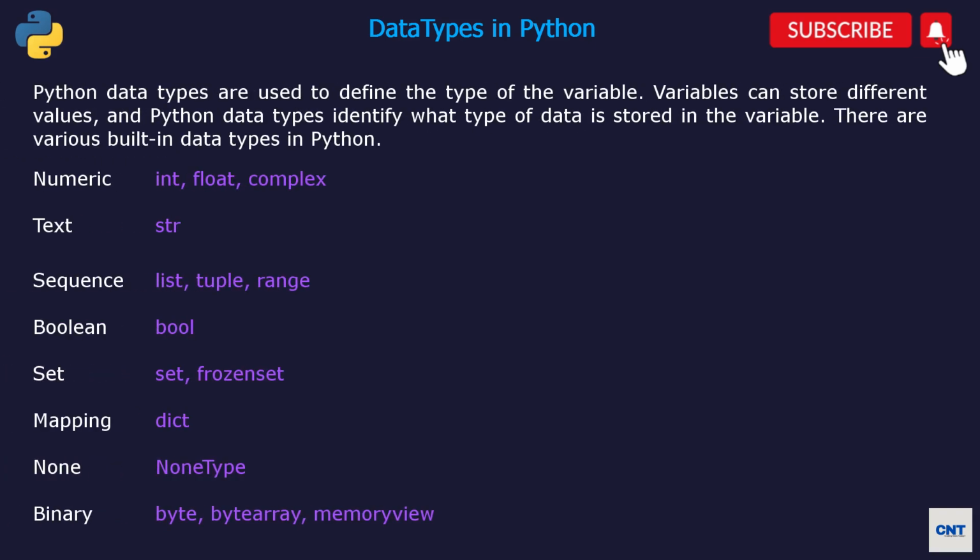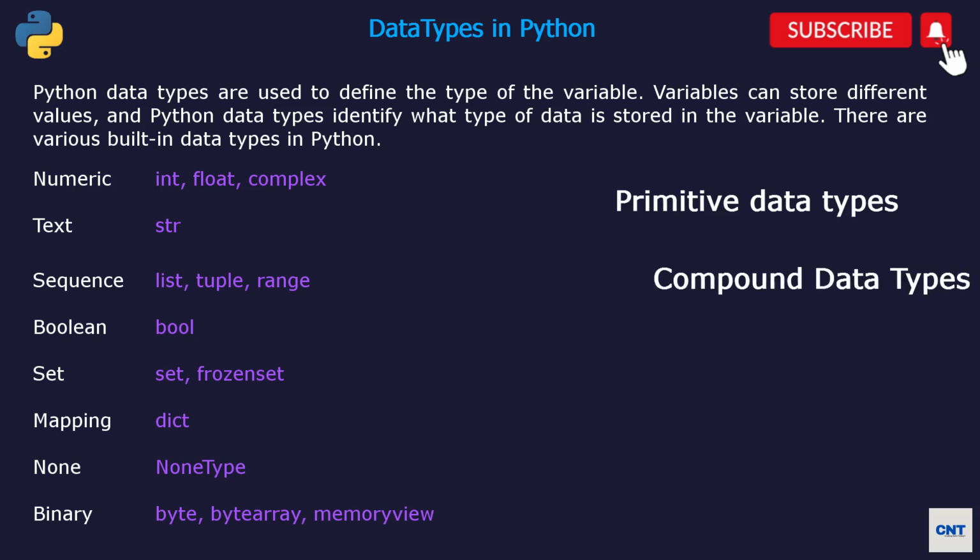Hi everyone. In today's tutorial, we will talk about what data types are in Python. Python data types are used to define the type of the variable. Variables can store different values, and Python data types identify what type of data is stored in the variable. There are various built-in data types in Python. Python data types can be either primitive data types or compound data types.